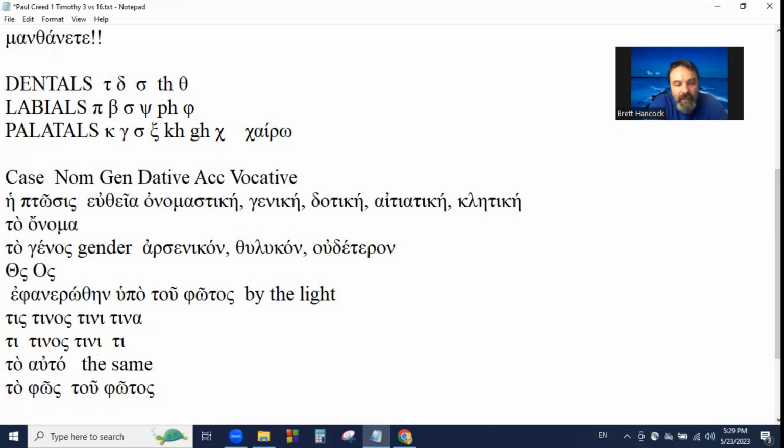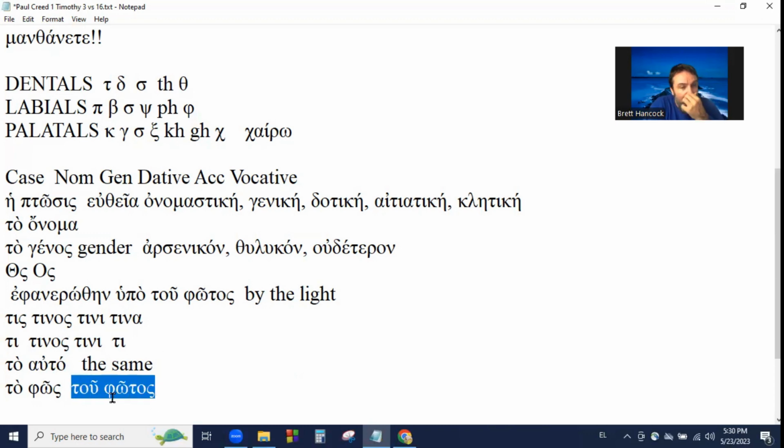If I want to use it with masculine, just to give an illustration, let's say I'm saying this: ho autos kurios, the same Lord. Ho Jesus estin ho autos kurios pros me, kai sou. Here's masculine, singular, right? Autos kurios. But when we just use it in a generic sense, we say to auto, the same, right? To auto.